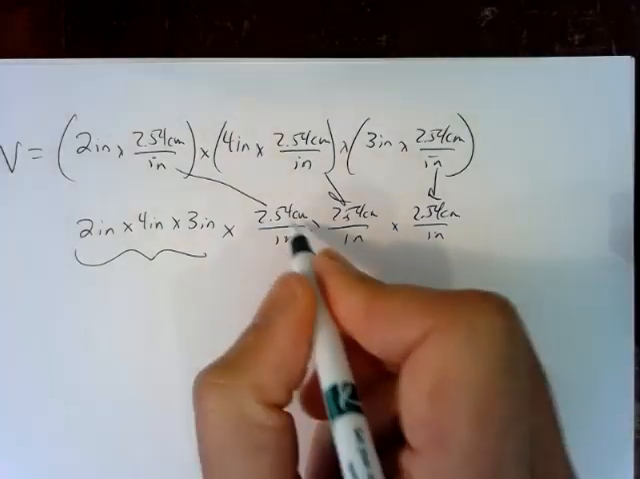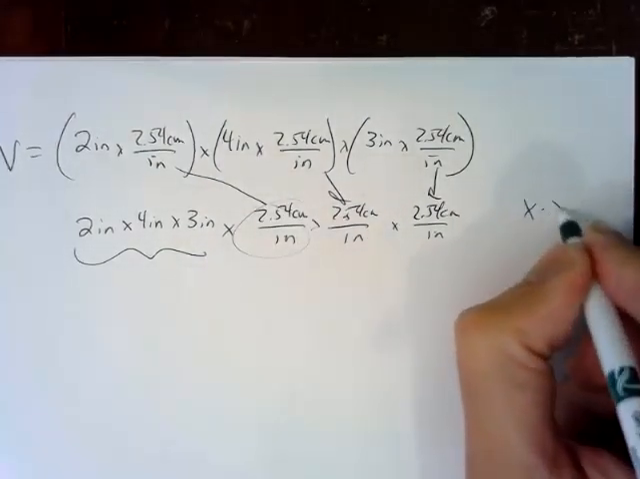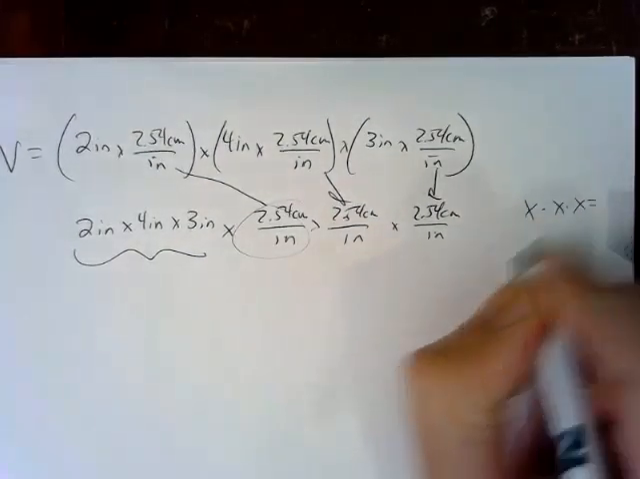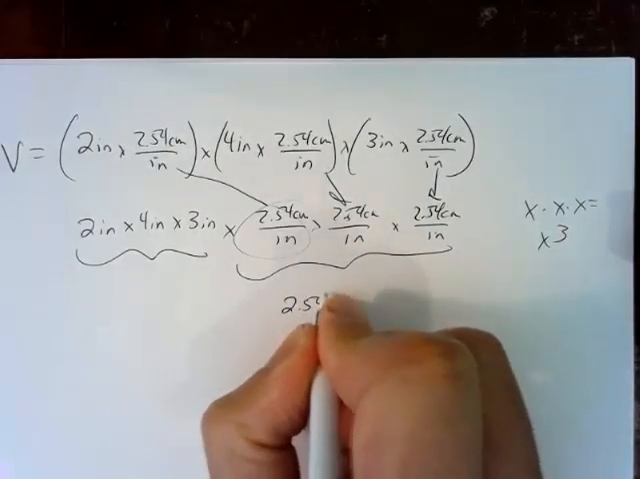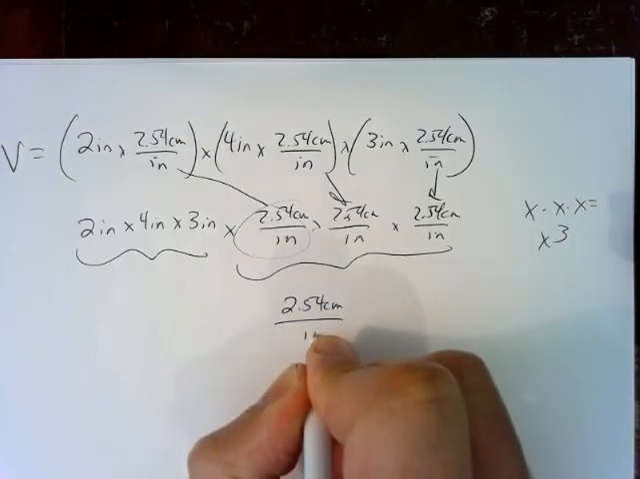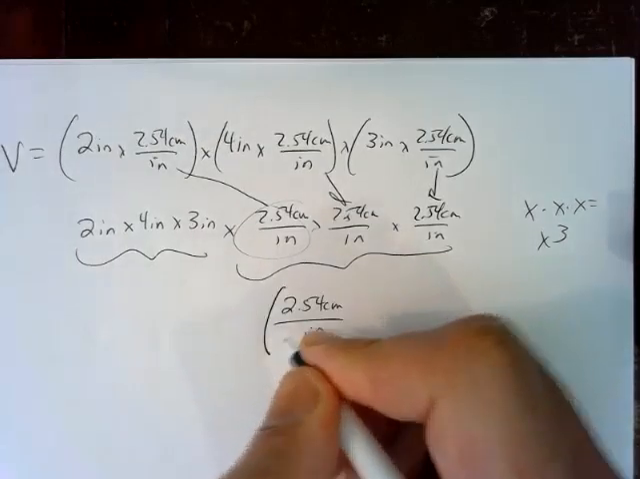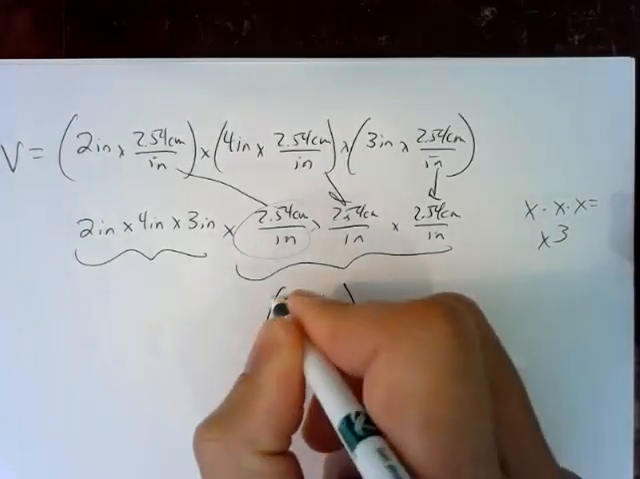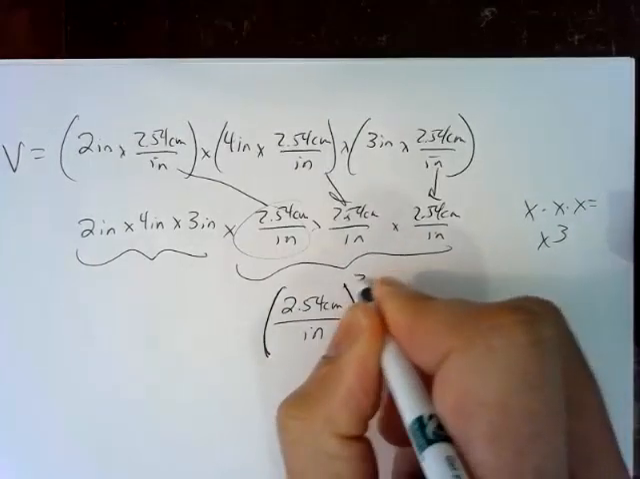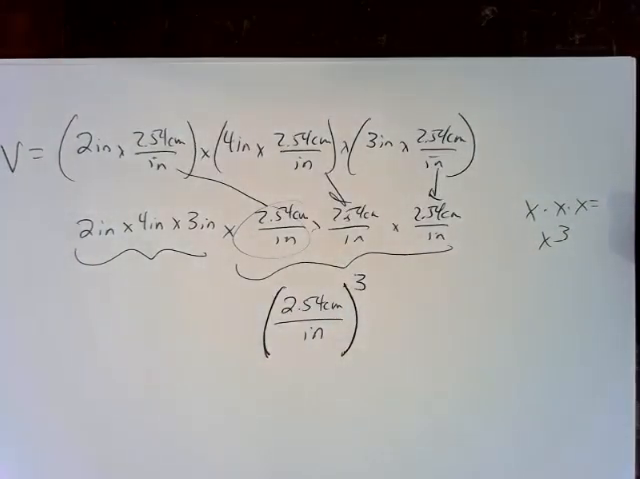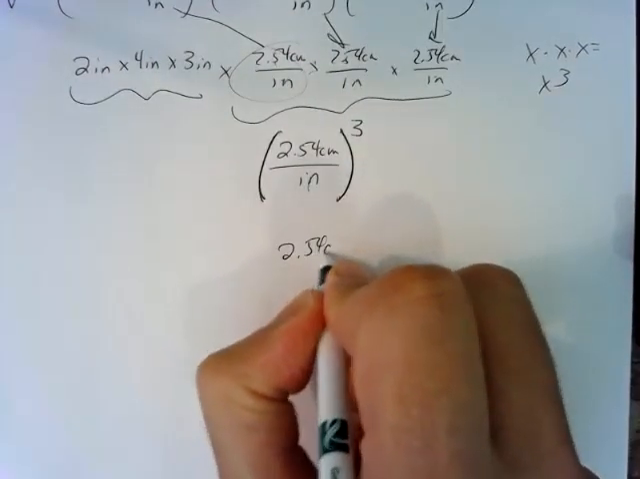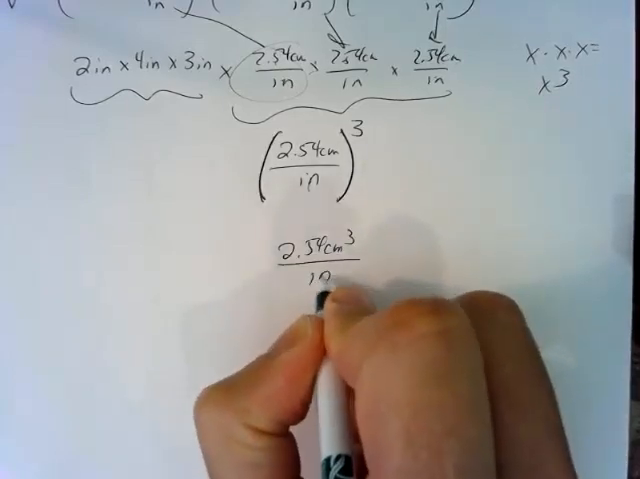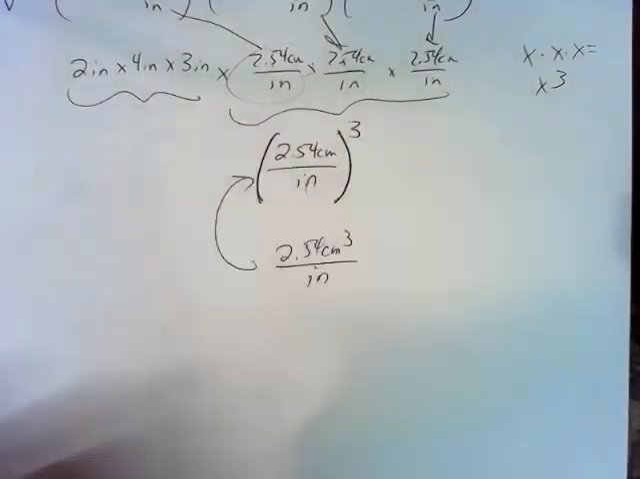But remember what we said, whenever we have x times x times x, that's equal to what? X cubed. Well, this whole thing would be 2.54 centimeters per inch. And here's the key thing: that whole quantity would be cubed. It's not just the 2.54, it's not just the centimeters, it's not just the inches. So if we write this as 2.54 centimeters cubed over inches, that's not the same thing.